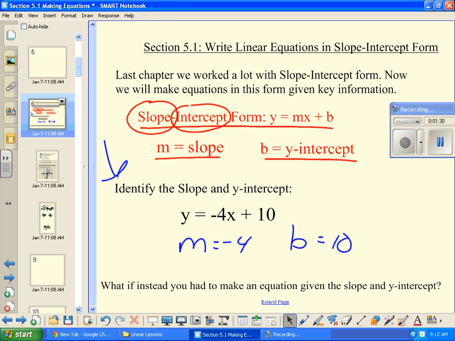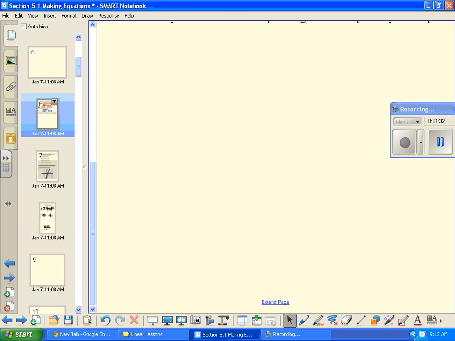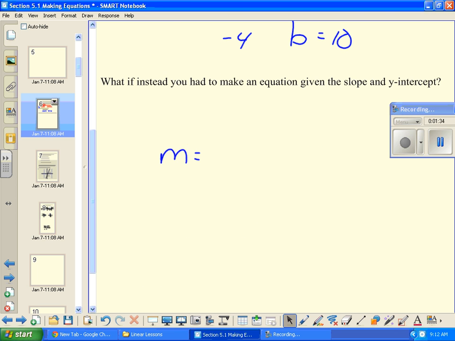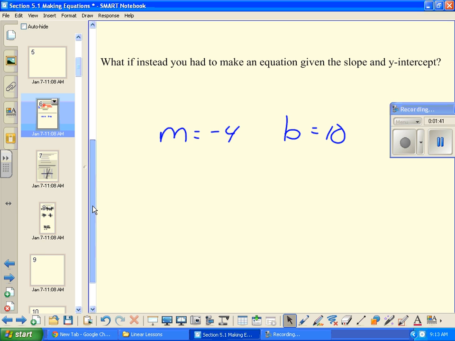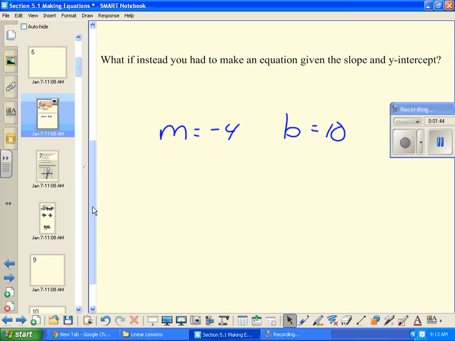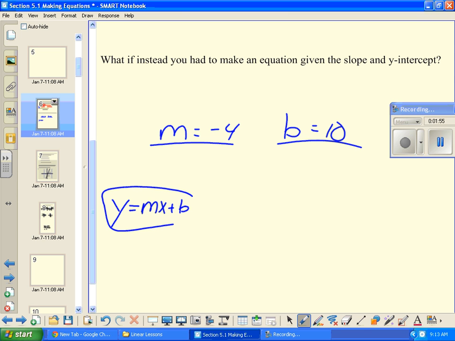Well, in this chapter, what they will do instead is things like this. They're going to give us m is -4, b is 10, and they want us to make an equation given the slope and the y-intercept. Could you write an equation knowing the slope of the line that we're looking at is -4 and the y-intercept is 10? Well, again, given slope-intercept form, we should be able to. The only things we need to make an equation in slope-intercept form are the slope and the y-intercept, as I mentioned before. And we have those two things. Here's the slope, here's the y-intercept.